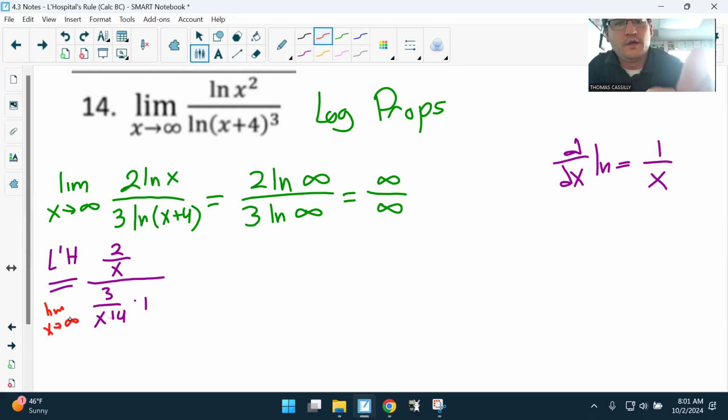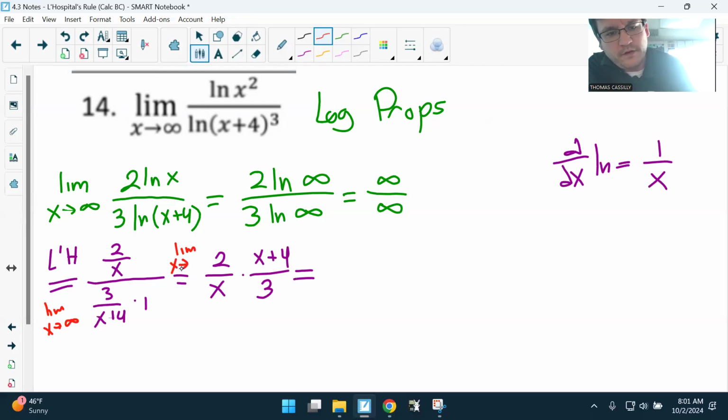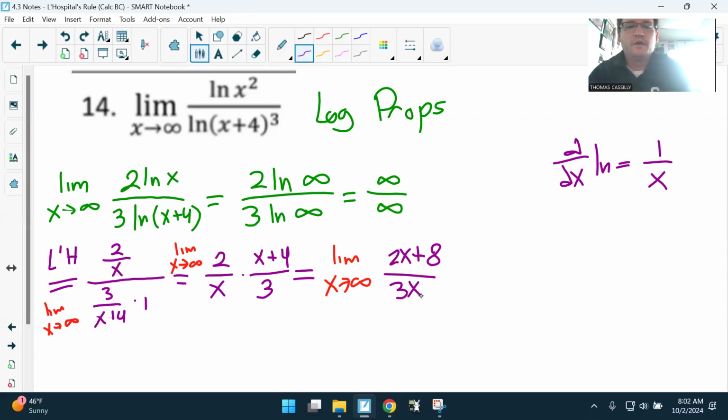All right, so let's clean this up. I have 2 over x times, I'm going to multiply the reciprocal, x plus 4 over 3. And again, forgot my limit. So we're going to put a limit as x approaches infinity. This is equal to the limit as x approaches infinity of, let's see, the top turns into 2x plus 8, all over 3x.